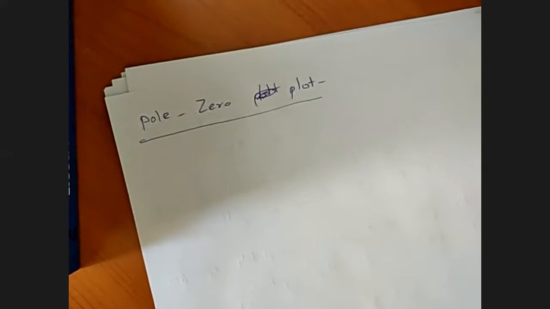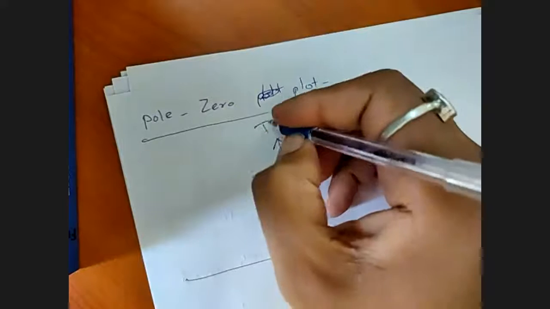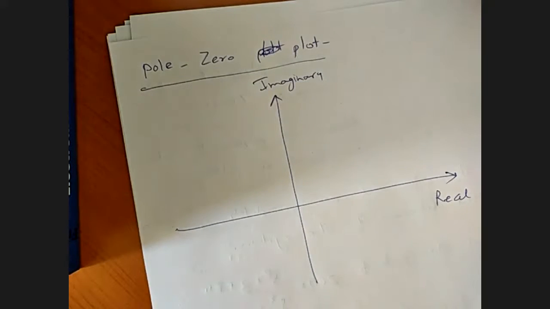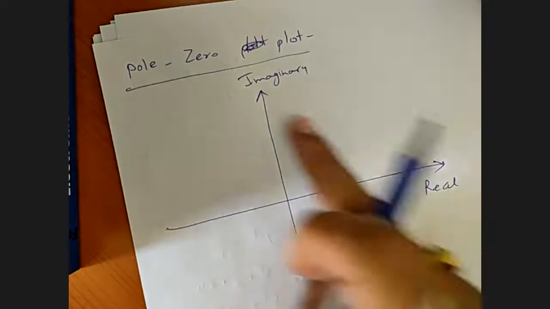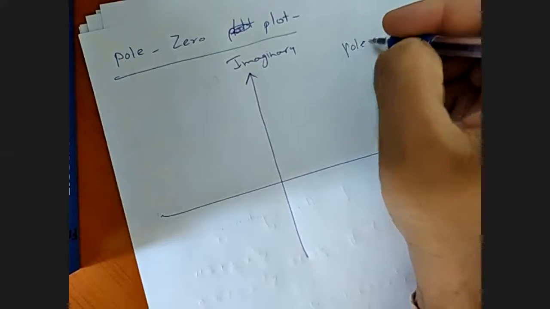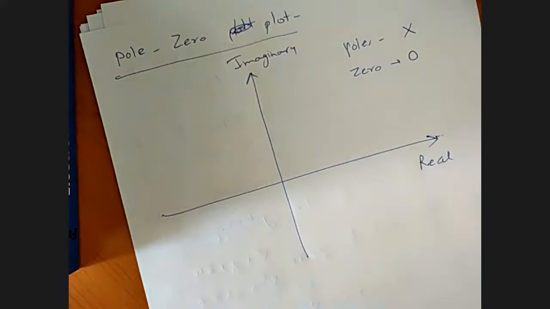Pole zero plot is a simple graphical representation of poles and zeros. We have an axis, real axis and imaginary axis, and then we will represent poles by cross and zero by circle.